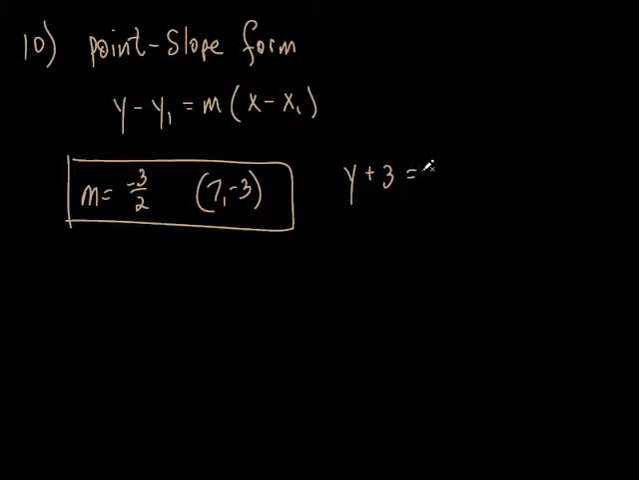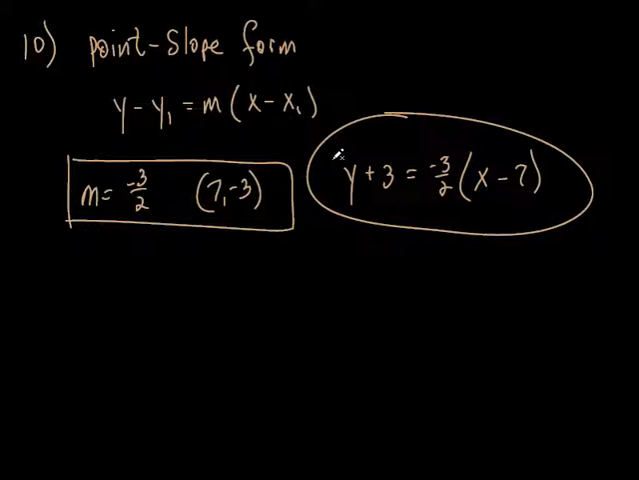Equals m. What's my m? It couldn't be any more clear. They even tell you right there, m equals, right? So you put negative 3 over 2. And then you put a parentheses and you put an x. Where the x is, you just put the letter x. Minus x1. So it's minus what? 7. And that's it. You're done.